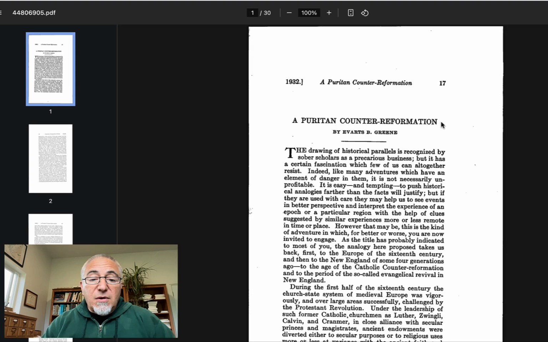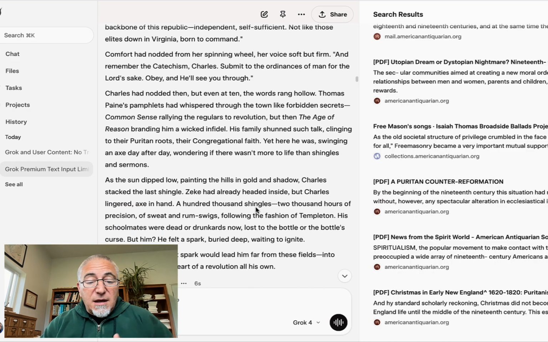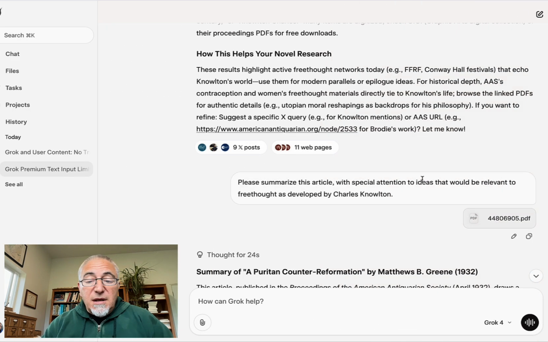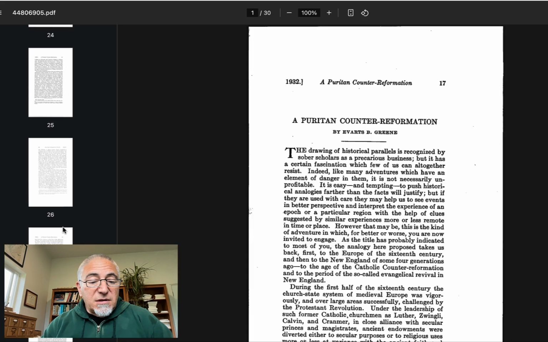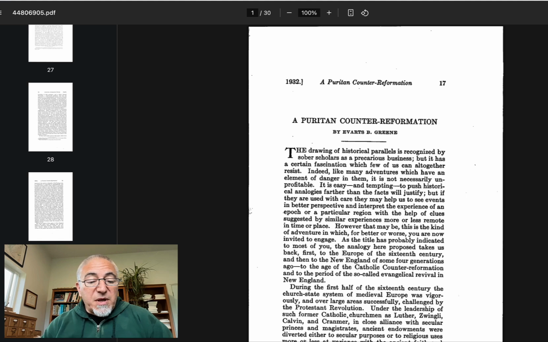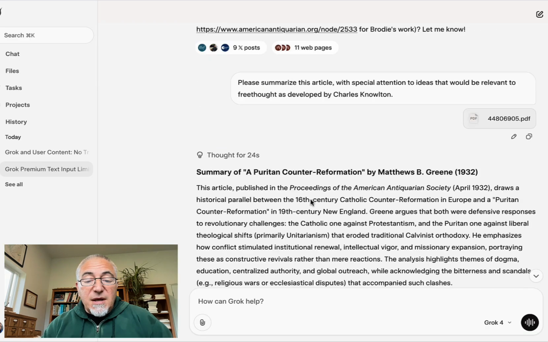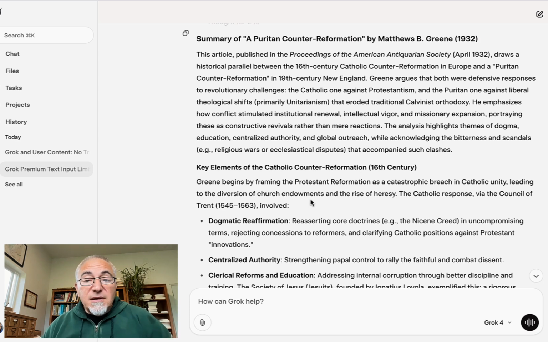I went to the article, I downloaded it, and then actually I went back in and I plugged it in, and I said, here it is. I said, please summarize this article with special attention to the ideas that would be relevant to free thought as developed by Charles Knowlton, because the article itself, as you can see, is almost 30 pages long. So I didn't want to read it. I wanted Grok to tell me what it said. And it did a pretty good job of that.